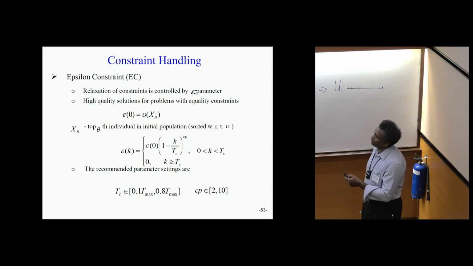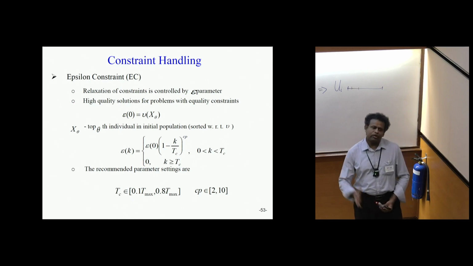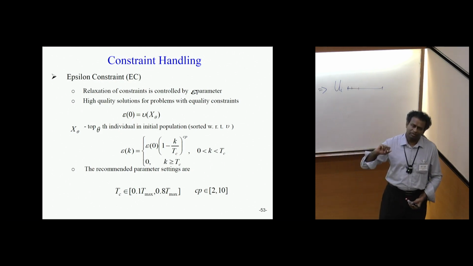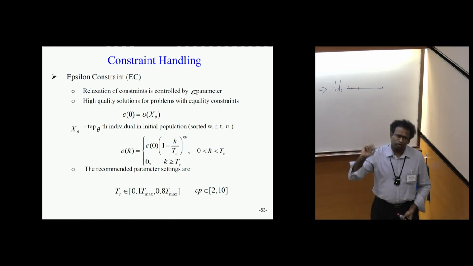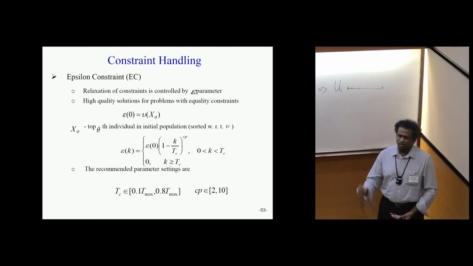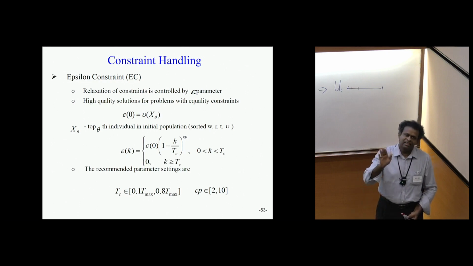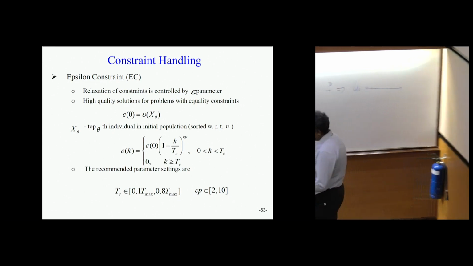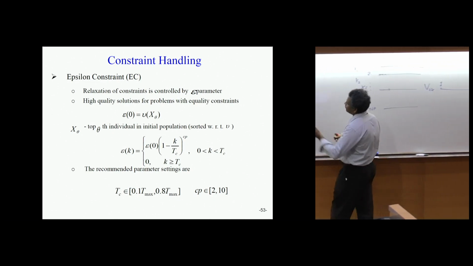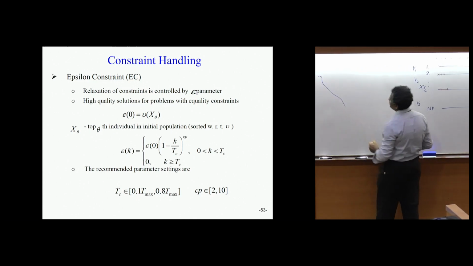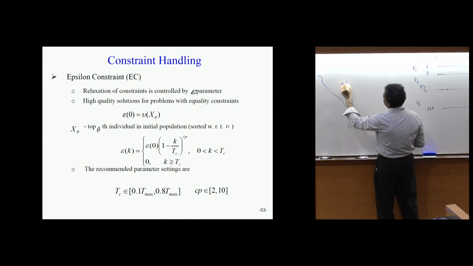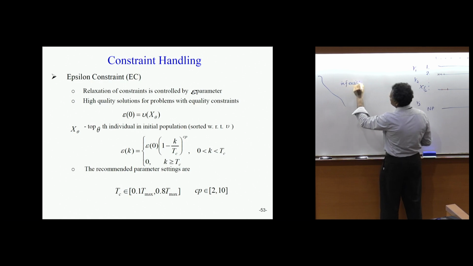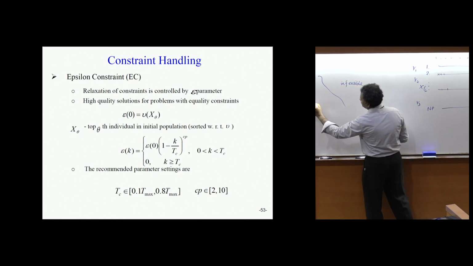Why is this useful? Because in constrained optimization, most of the time the optimal solution is at the boundary. The optimal solution is usually at the equality boundary or inequality boundaries, at the boundary region. So if you do the superiority of feasible method, say this is your constraint boundary, this is infeasible, this is feasible, and this is your optimal solution.